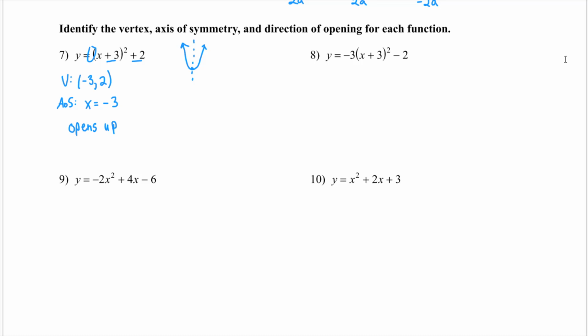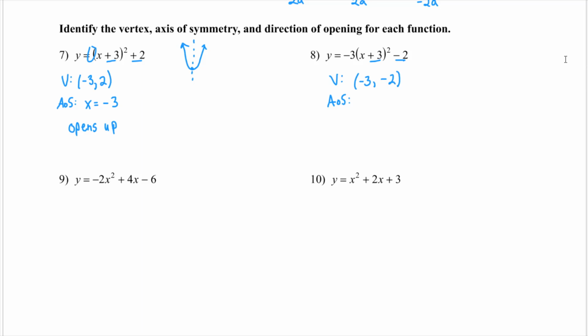On number 8, same deal, also in vertex form. So our vertex is this and this. I was paying attention to other things, so actually these two problems are really similar. It's also -3, and then it's -2. You switch the sign inside but not the sign outside. This -3 in front does not affect our vertex.